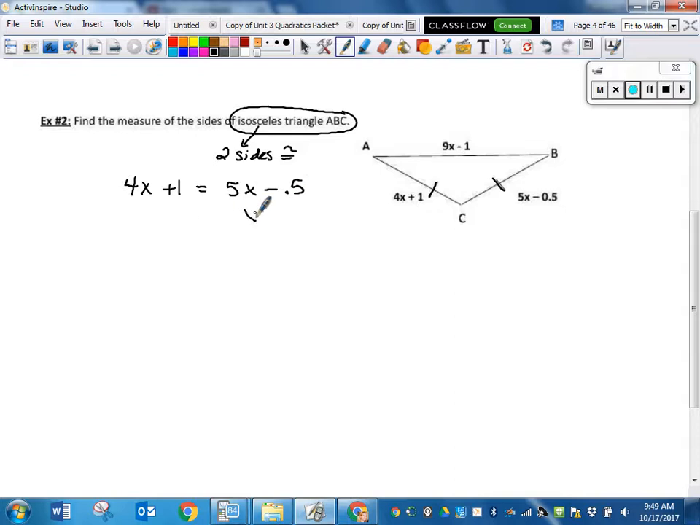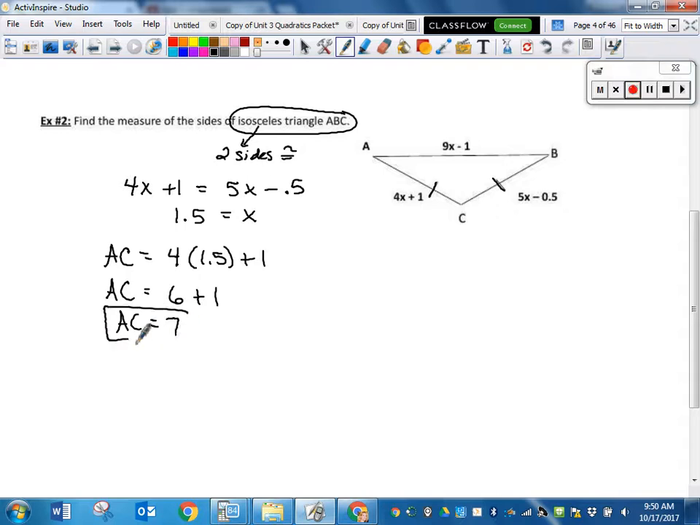And now you're doing your algebra. I got x equals 1.5. And they wanted me to find actually the measure of each side. Okay, so I didn't finish yet, I just found x. So AC is going to equal 4 times 1.5 plus 1, or AC is going to equal 6 plus 1. So AC looks like it is 7. And then I've also got to find AB. AB is equal to 9 times 1.5 minus 1. So AB is equal to 12.5.